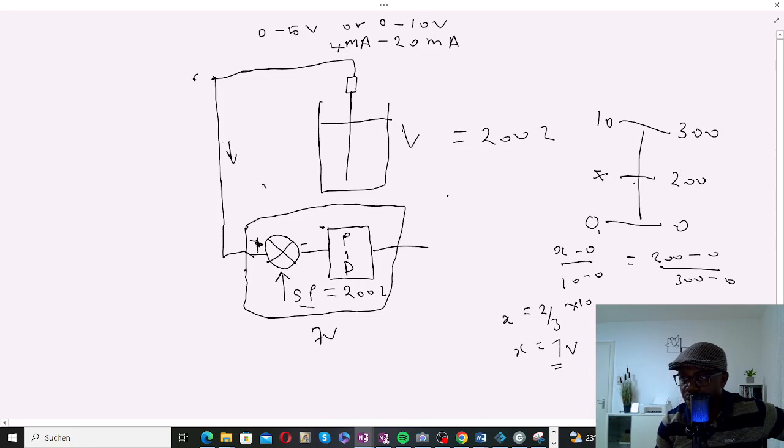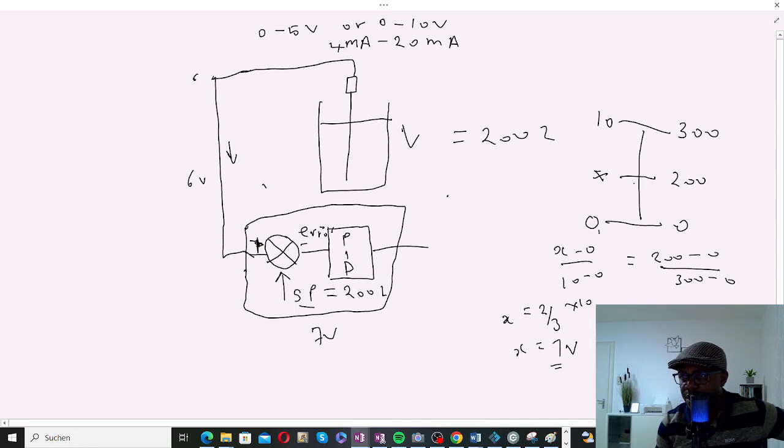The signal coming from up here will be measured against the 7 volts. For example, if we have 6 volts coming from here, 6 volts and 7 volts are not the same. So it's going to compare them, then it's going to send a signal. That signal that it sends is called the error signal, or error.